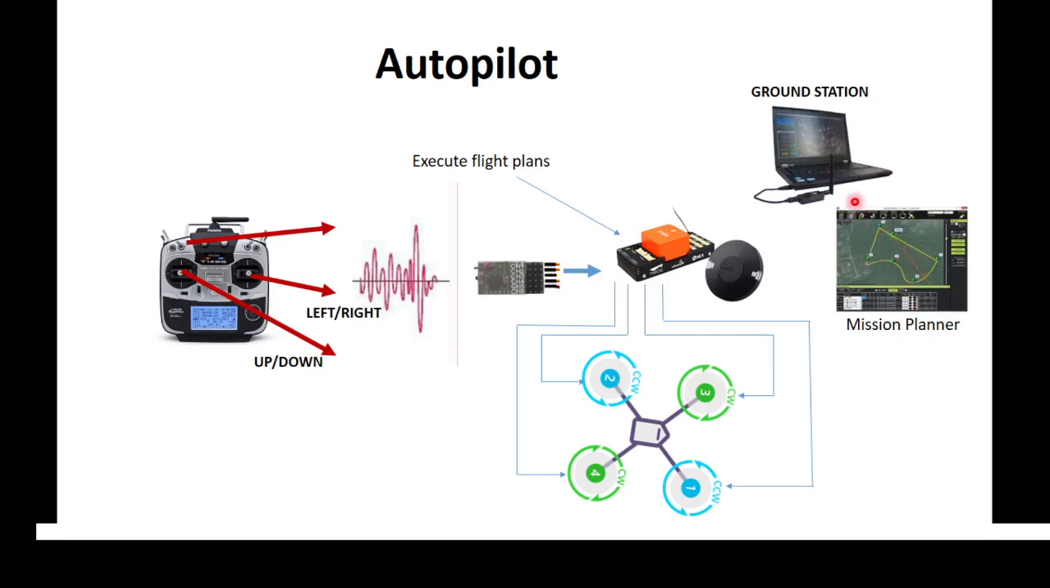In this case, we need a ground station equipped with adequate software that allows us to design flight plans, send the plans to the autopilot, and receive flight data. A good example of this kind of software is Mission Planner, which we will use in the transversal project.